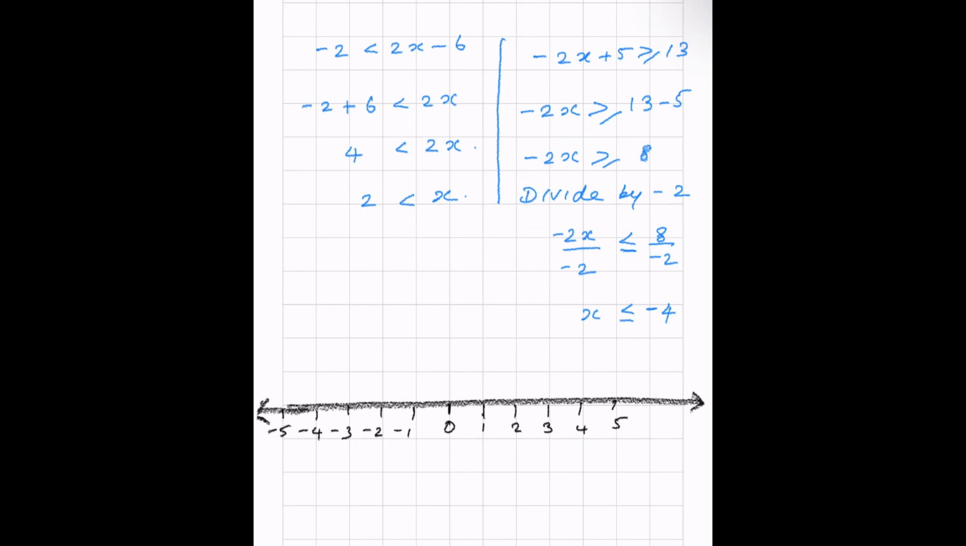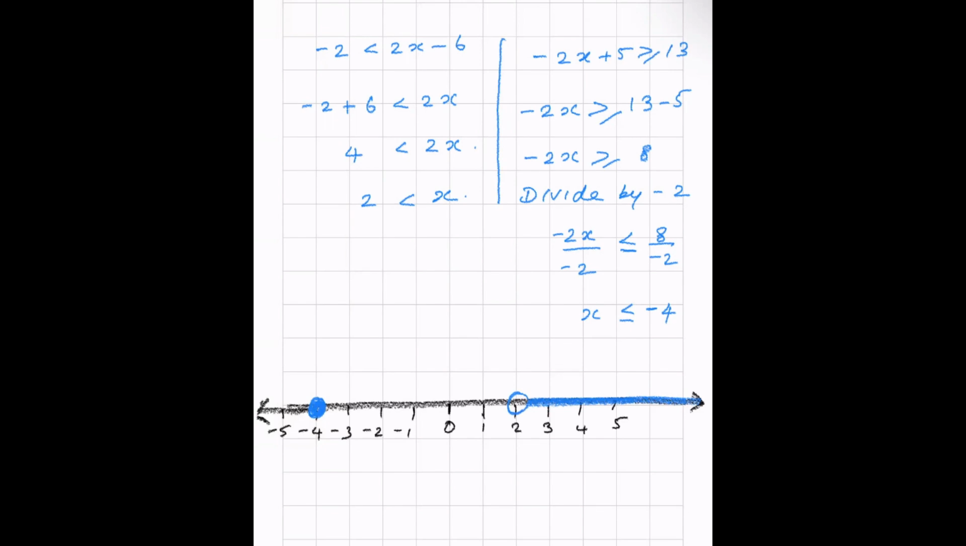Now what is it saying? Look at each of the solutions. First one is x greater than 2. X greater than 2 means 2 is not included. So a hollow circle. Greater than means you just highlight all this because this is all greater than 2. Which is the next solution? X is less than or equal to -4. So -4 is included. So do a darkened circle.